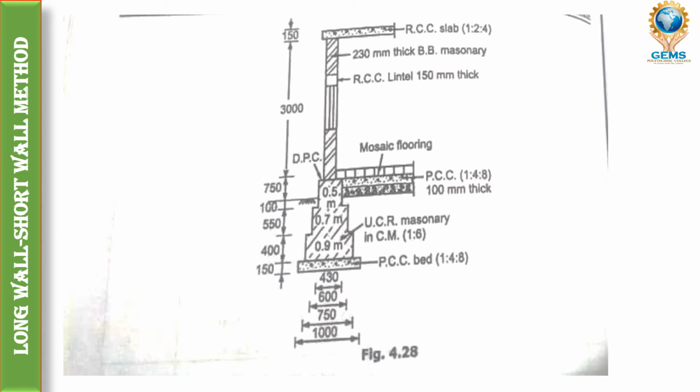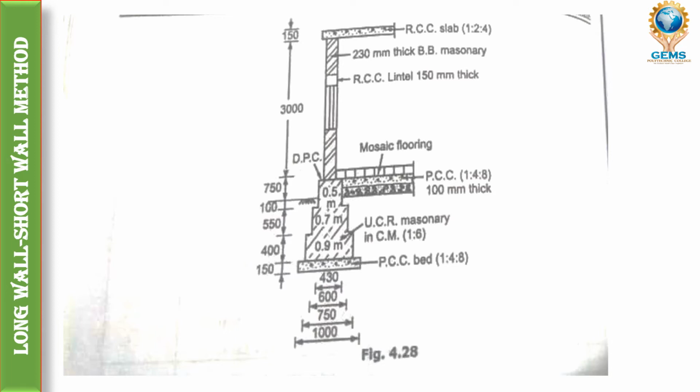Then this one is a section of the building. Here everything is given. In this we need to calculate for DPC. The breadth of the item is clearly given. The breadth in the image is 0.5, but the PCC is 100 thick, so we need to subtract that. So 0.45 is the width of DPC.